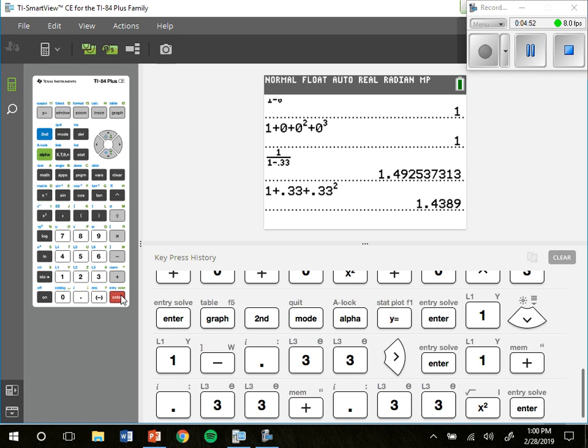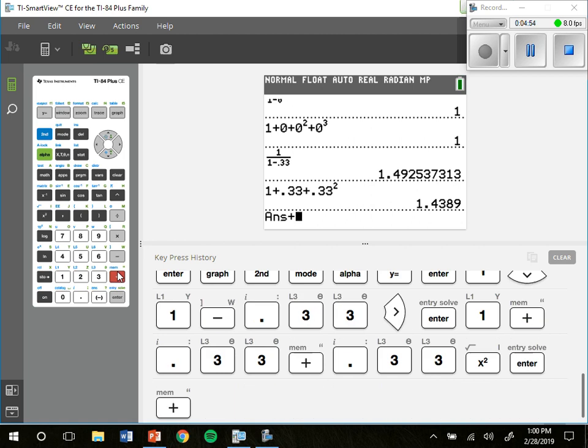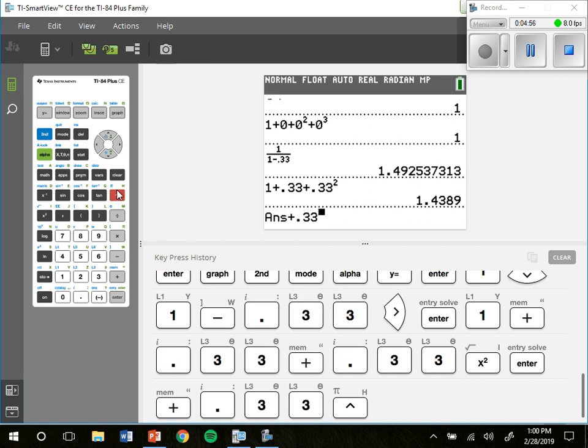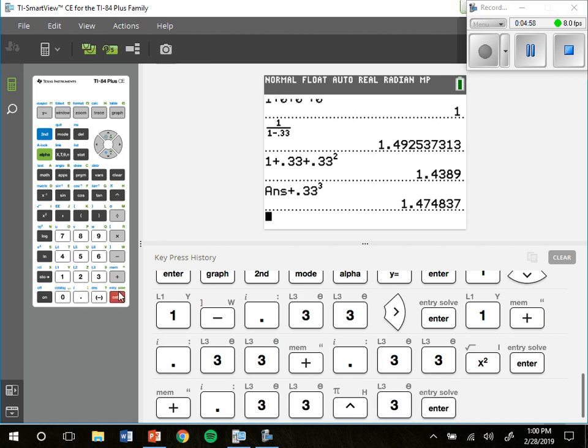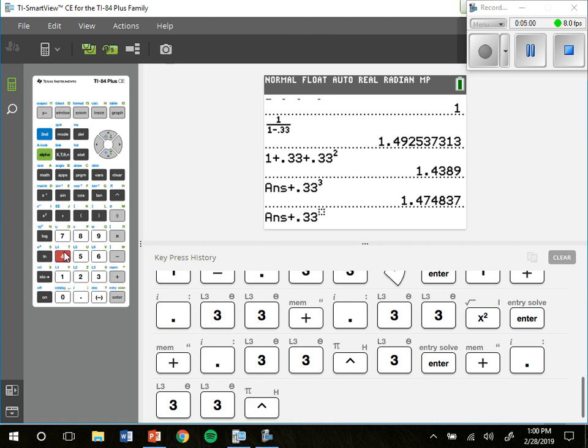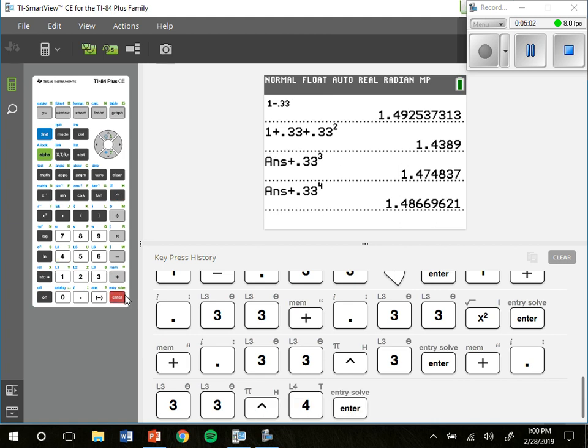How can I get closer? Add another term. So plus 0.33 to the third. I get even closer. Plus 0.33 to the 4th. I'm going to get closer and closer and closer. So that's the idea of what we've done so far.